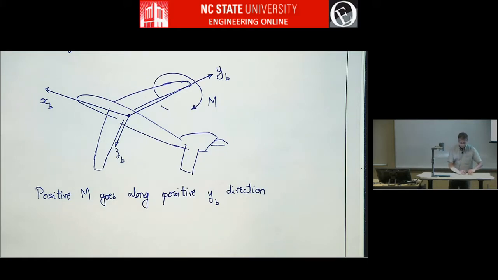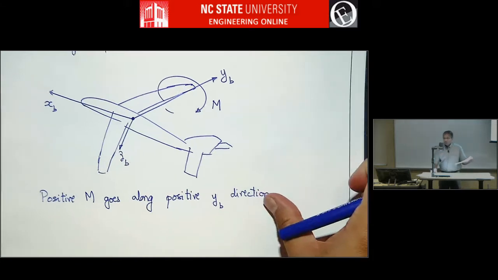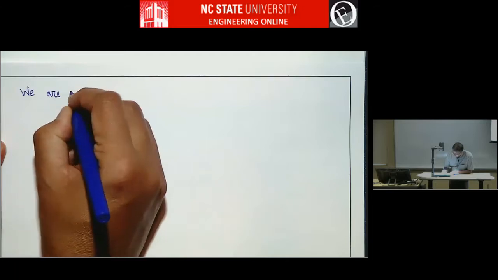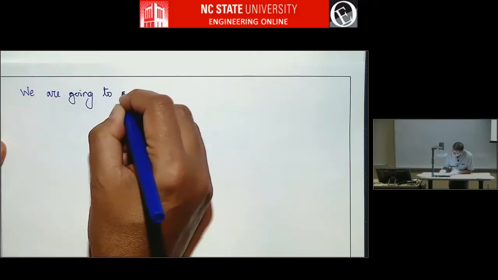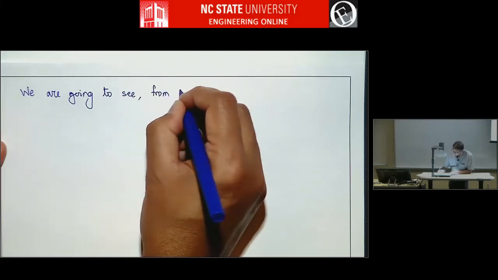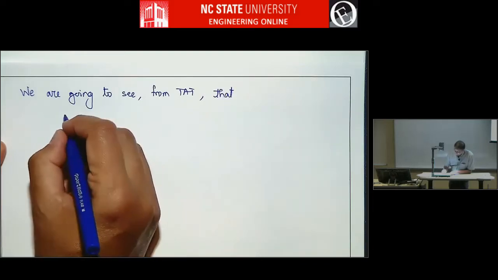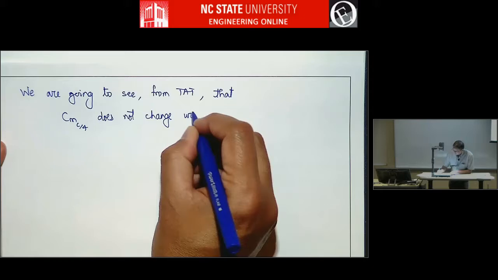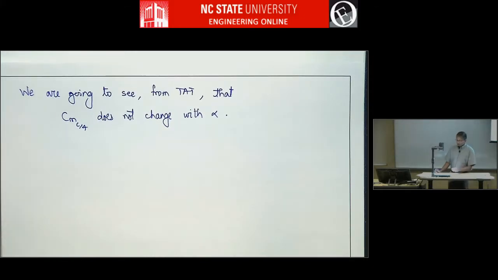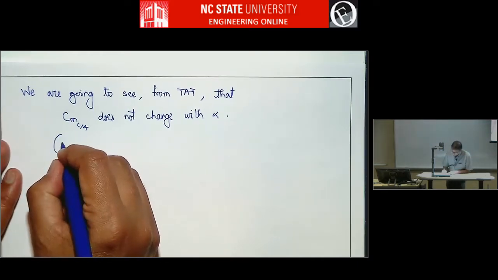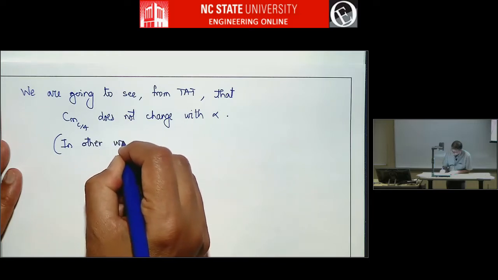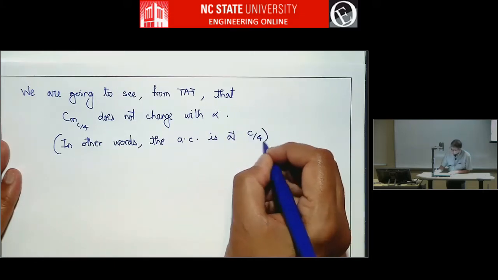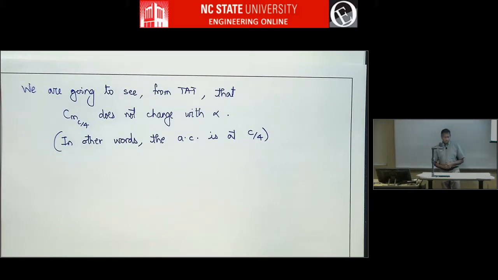Okay, so as we are going to see later in thin airfoil theory, CM c/4 does not change with alpha. In other words, the aerodynamic center is at the quarter chord. This is for subsonic airfoils, the kind that we will be talking about in this course.